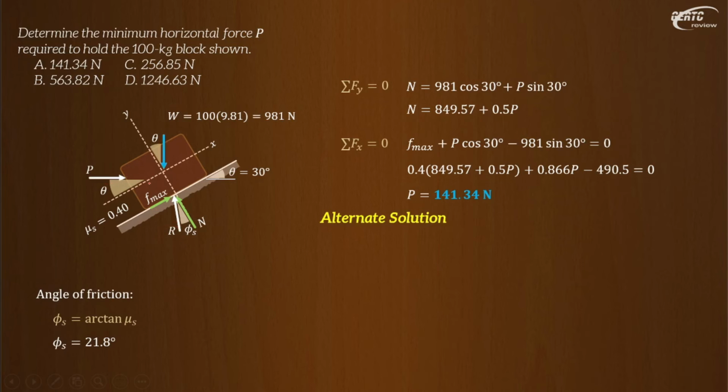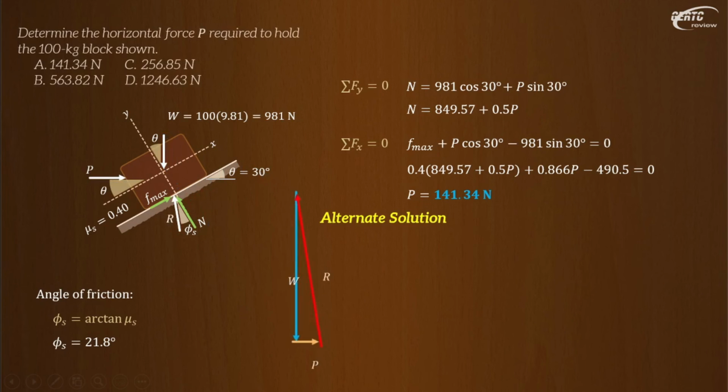The W, the R, and the P. For these concurrent forces to be in equilibrium, they have to form a closed polygon, and a polygon with 3 sides is a triangle. This is a very easy triangle because W and P are perpendicular. So look at this.